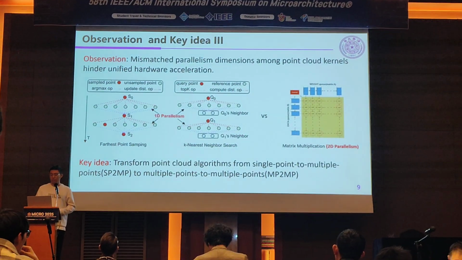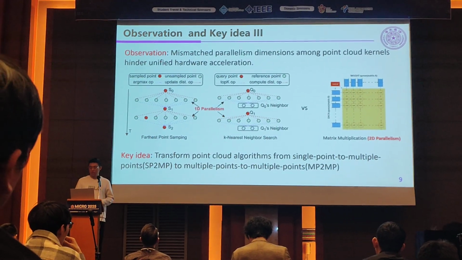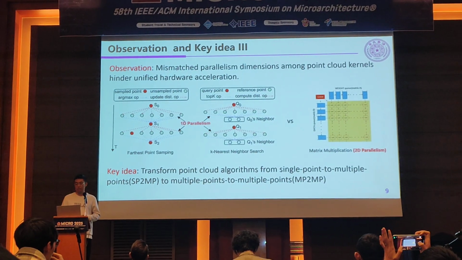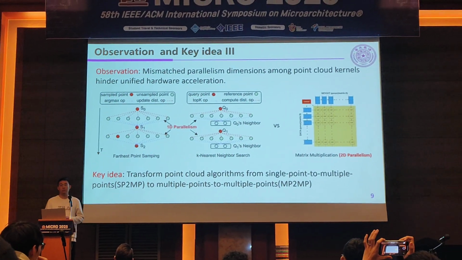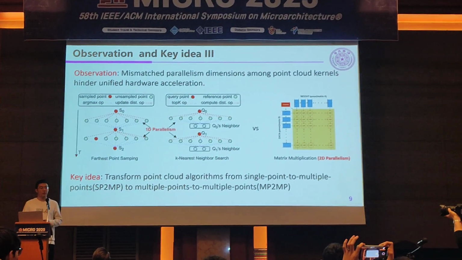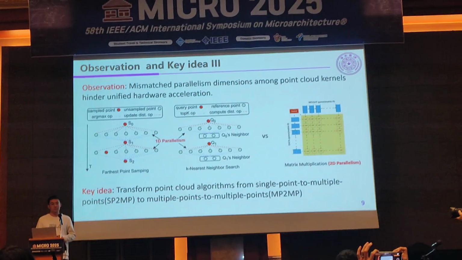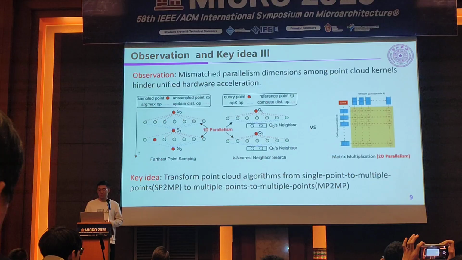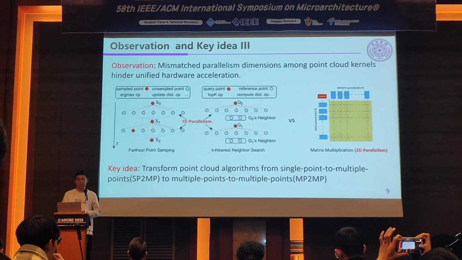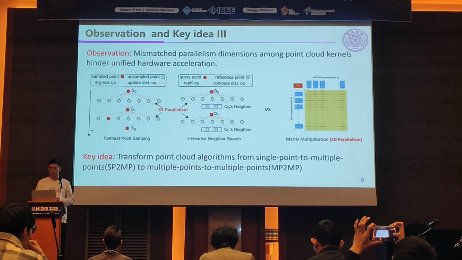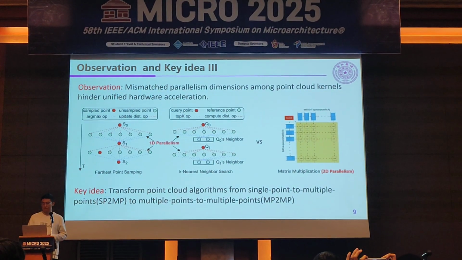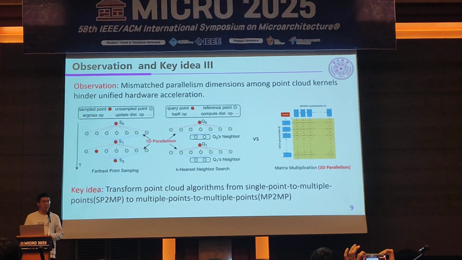However, this is not straightforward. Point cloud kernels mostly have 1D parallelism, which pairs one query point with every reference point. Meanwhile, the systolic array is designed for 2D parallelism. This mismatch will limit hardware efficiency. To overcome this, we transform the algorithm from a single-point pattern, which is ST2MT, to a multi-point pattern, which we call MT2MT.